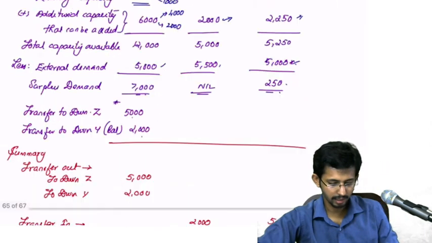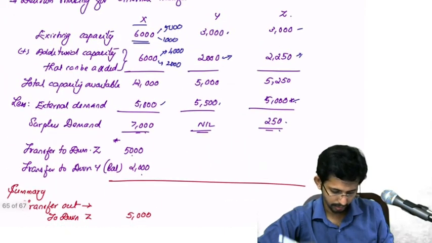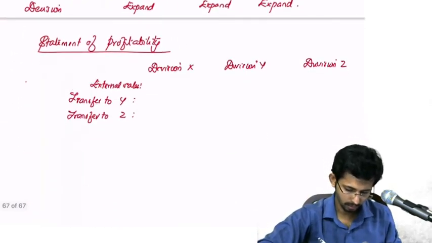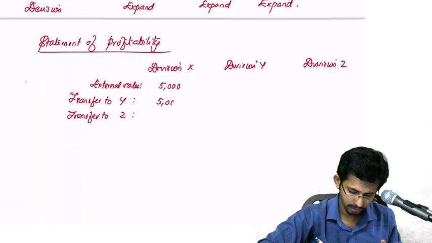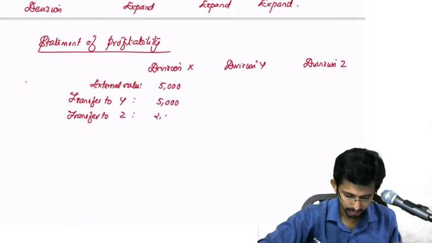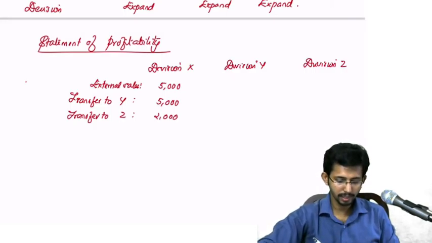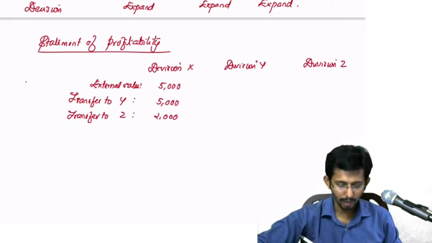External sales, what is the total quantity available? We have computed this here. External demand is 5,000, then 5,000, then 2,000. Okay, in the case of division Y, only 2,000.